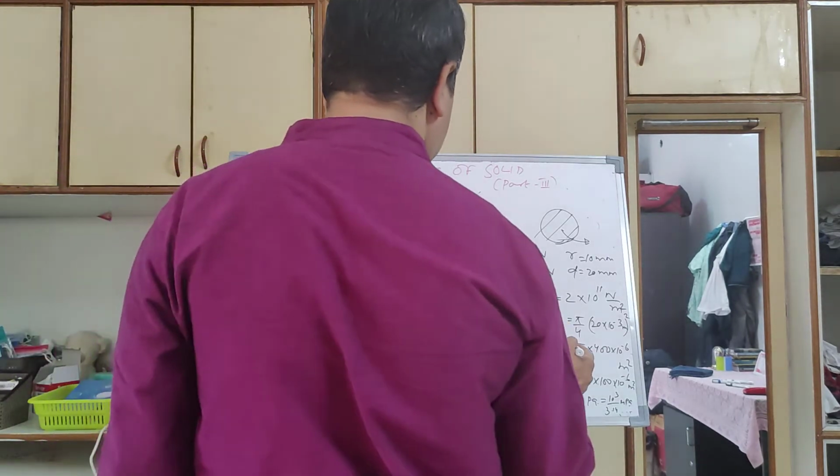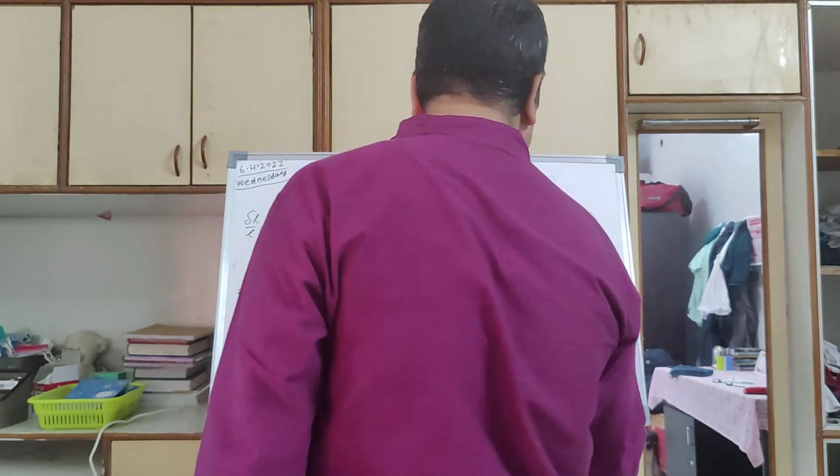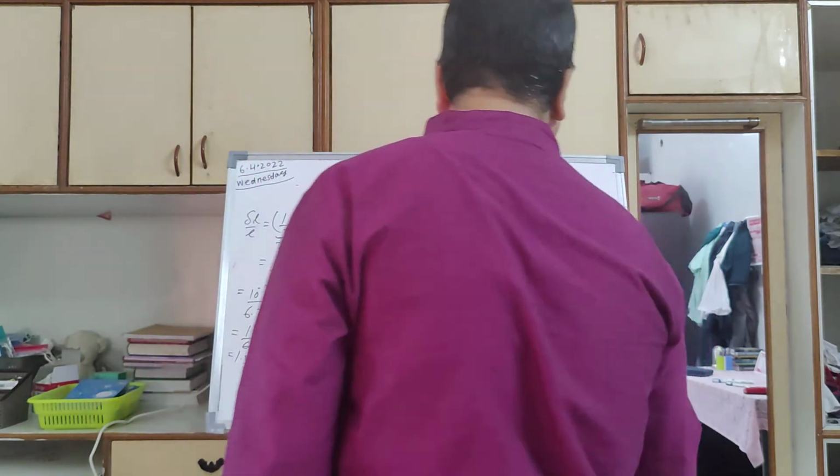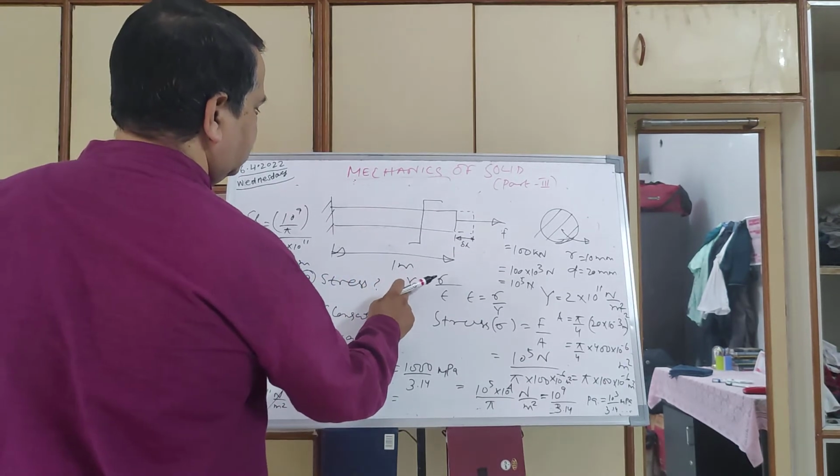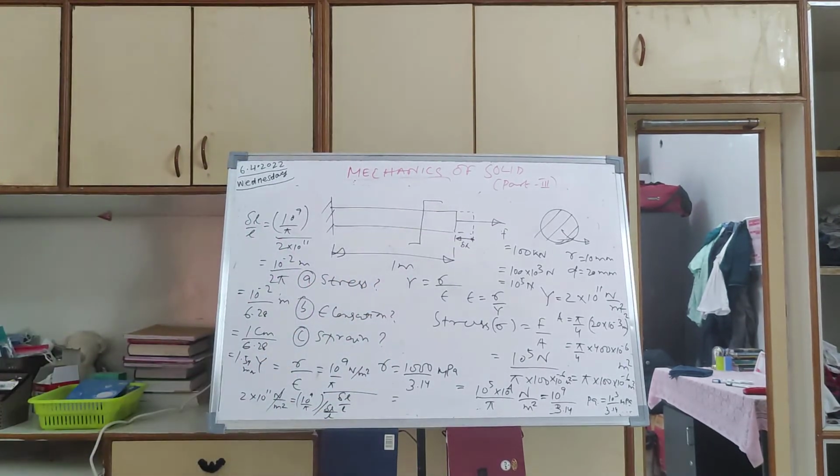So stress you have already found out. This is the value. And Young's modulus you already know. We found elongation also. No, don't worry about elongation. Stress by strain you know. You want to find strain. Okay, you have got elongation also, so the elongation divided by L is also this.